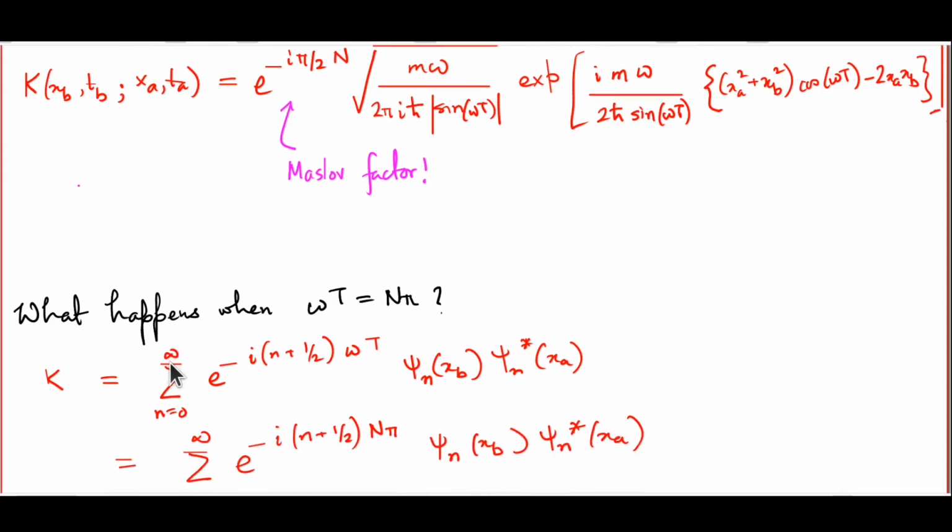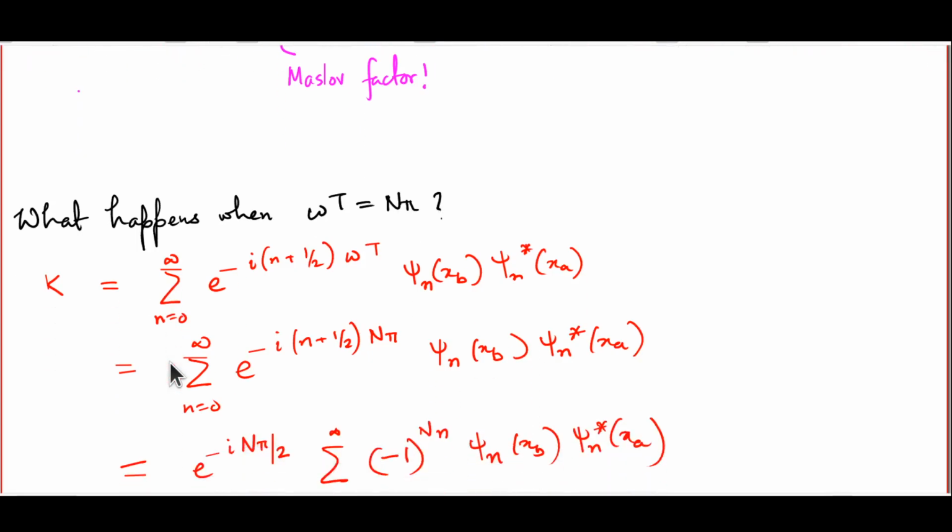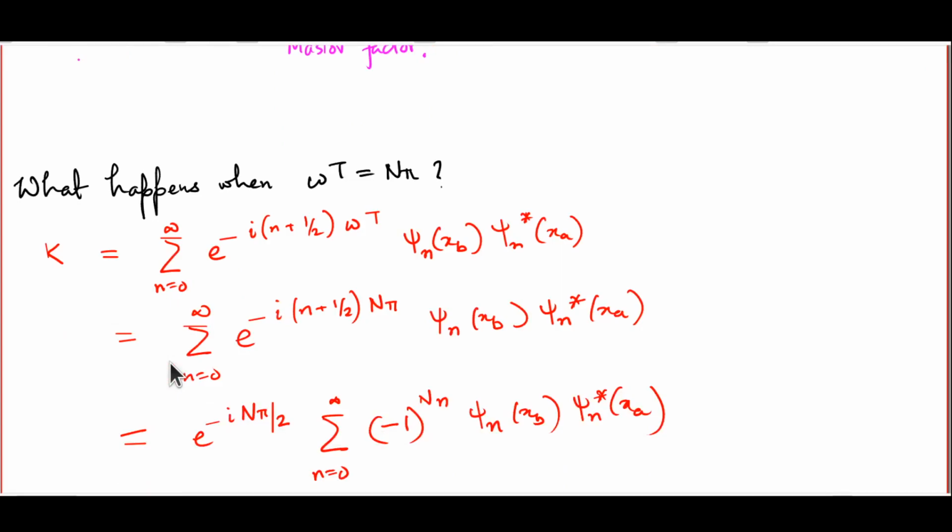what we have done is we have put in omega capital T equals capital N times pi. And since e to the minus i pi is minus 1, this actually becomes a sum from n equal to 0 to infinity of minus 1 raised to the power capital N times small n, psi n xb, psi n star xa. Of course, you have a factor which is independent of small n, which has been pulled outside the sum. This, of course, is nothing other than the Maslov factor that we have been meeting over the last few minutes.